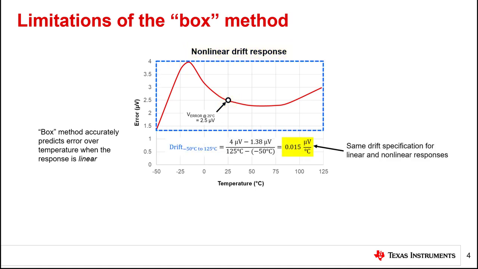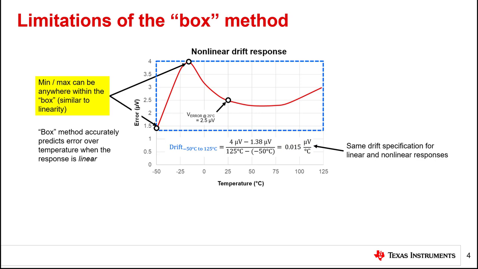Applying the box method in blue to this plot yields a temperature drift of 0.015 microvolts per degree Celsius across the entire temperature range, which is the same drift specification calculated for the linear error response. This similarity occurs because the minimum and maximum values can theoretically be anywhere inside of the box. In other words, the worst case error does not necessarily need to occur at either of the temperature extremes. In this example, the maximum value occurs at approximately -20 degrees Celsius.